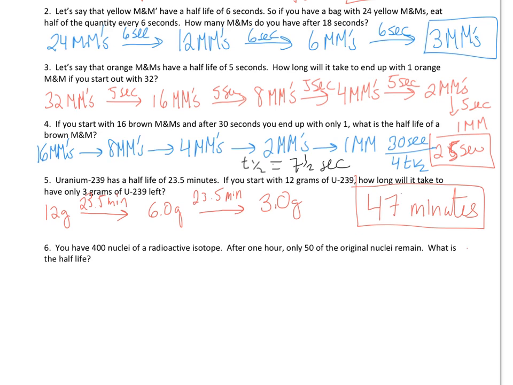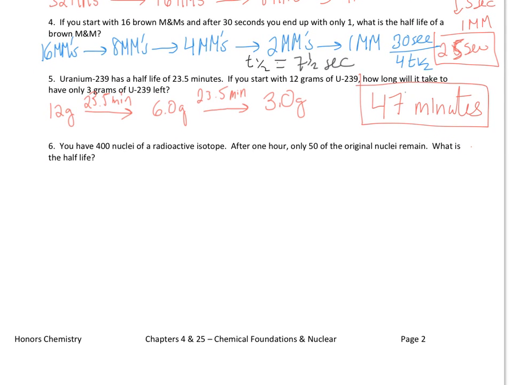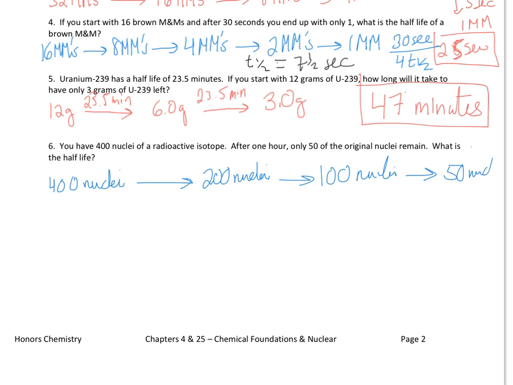You have 400 nuclei of a radioactive isotope. After 1 hour, only 50 of the original nuclei remain. What is the half-life? So this one is similar to number 4 with the brown M&Ms. But we do it the same way. So you'd say we have 400 nuclei. After the first half-life, we're going to end up with 200 nuclei. Second half-life, we'd end up with 100 nuclei. And then after another half-life, we'd end up with 50 nuclei.